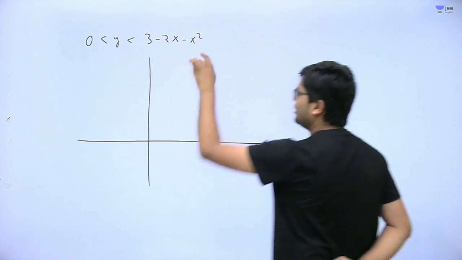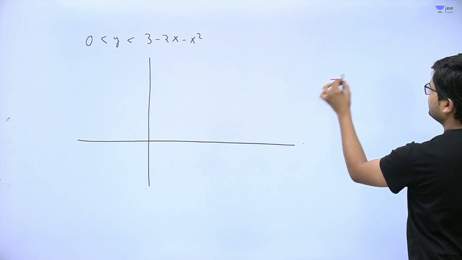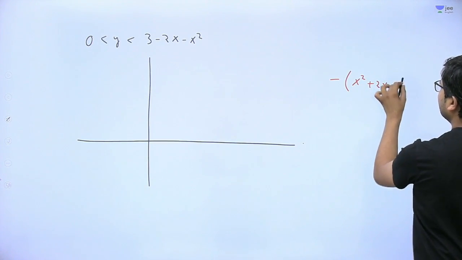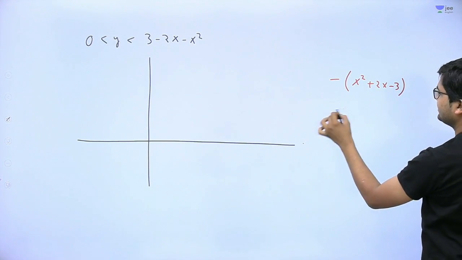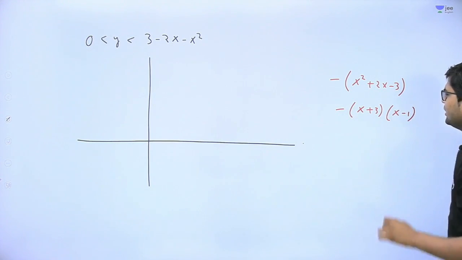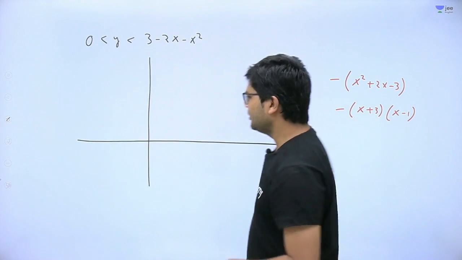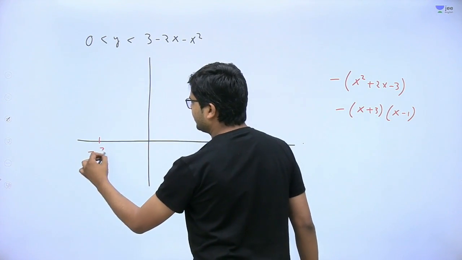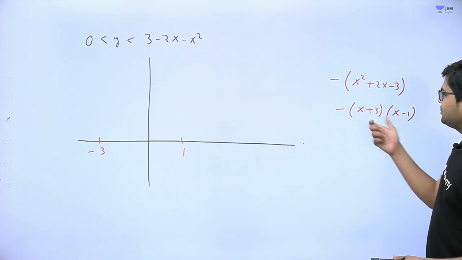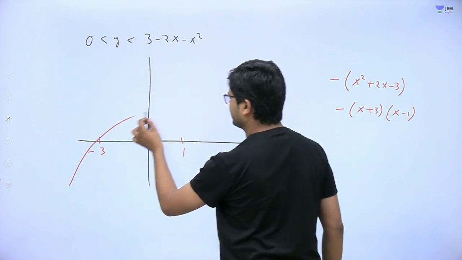Now if you factorize this quadratic, take negative common, it will be x square plus 2x minus 3. This can be easily written as x plus 3 into x minus 1. So this quadratic has one root minus 3 and second root 1, and it is a downward facing quadratic because its coefficient of x square is negative. Therefore I am plotting this quadratic like this.